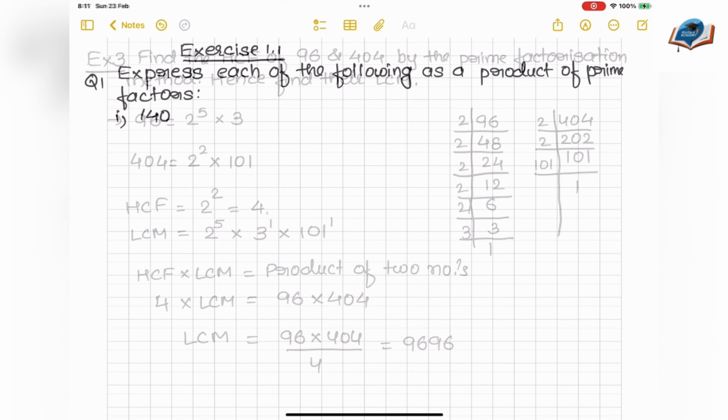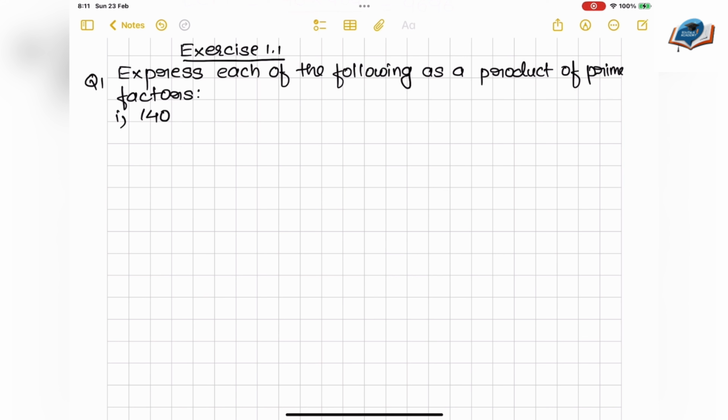Now the exercise, the first question says: express each of the following as a product of prime factors, 140. So 140 I need to show as prime factors. If I do prime factorization, 2 seventies are 140, 2 thirty-fives are 70, 5 and 7. So 7, 1. So I can write 2 square into 5 into 7.